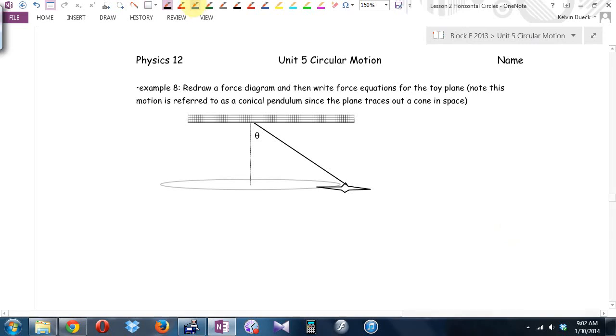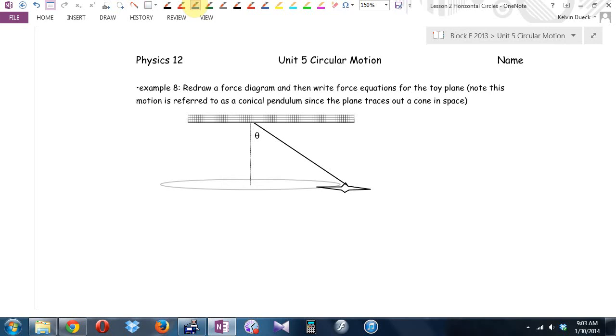Example 8 says, redraw the force diagram and then write force equations for the toy plane. And I said, note, this motion is referred to as a conical pendulum. The conical pendulum is if you have a mass hanging from a string, and if you move it in a circle, can you see it traces an upside-down ice cream cone? Fancy word for cone, conical. It traces a conical pendulum, okay?